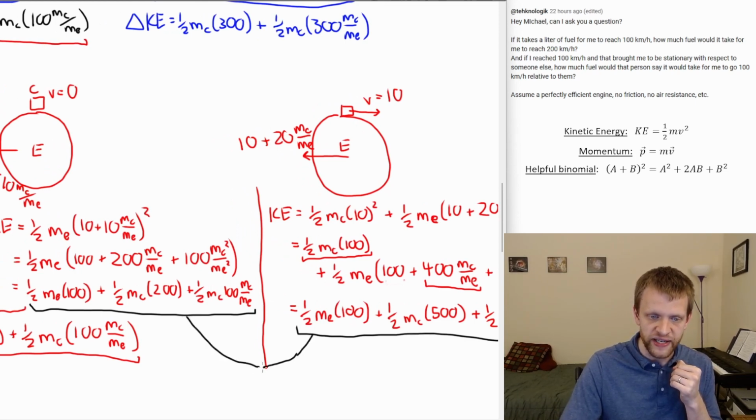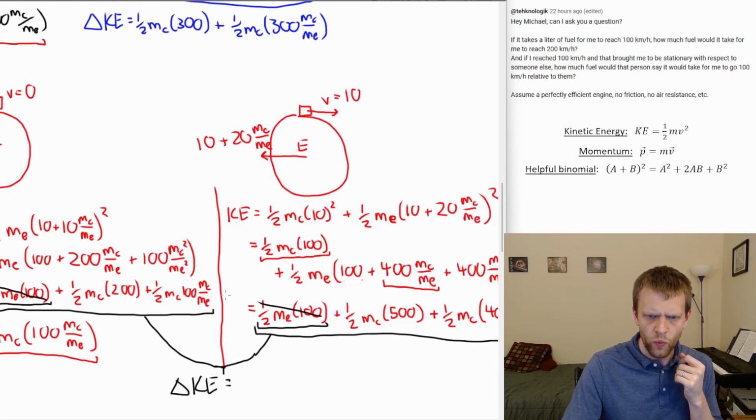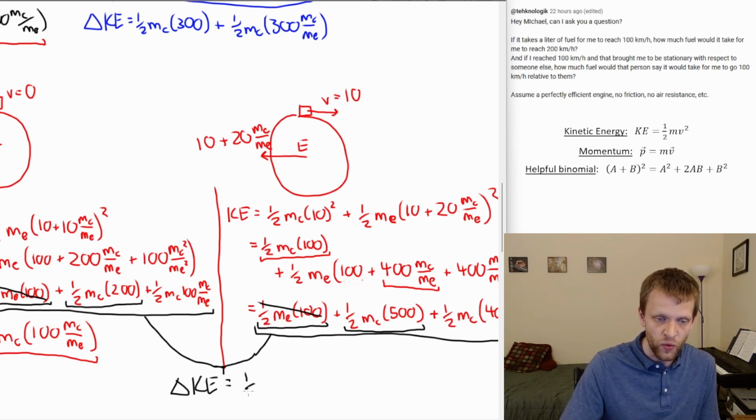So if we put those together, our change in kinetic energy: both of these have a 1/2 mass of the Earth times 100. So when I take the difference, those are going to cancel out, and we can get rid of those ones. I've got 1/2 mass of the car times 500 minus 1/2 mass of the car times 200. Well, 500 minus 200 is going to be 1/2 mass of the car times 300.